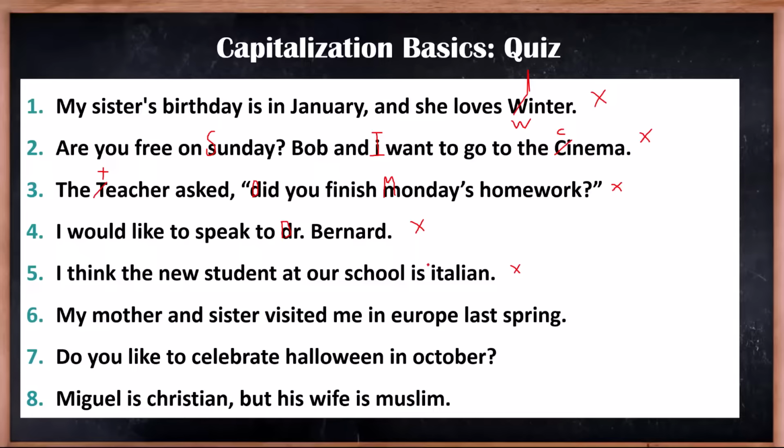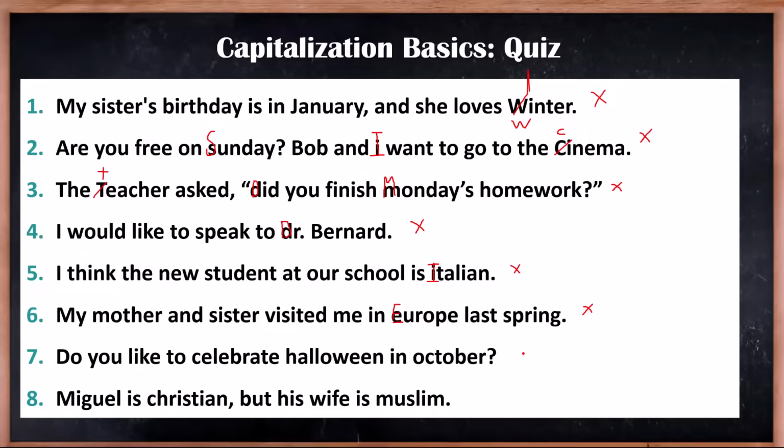Number 5, we have one error as well. Remember, we capitalize nationalities. So the new student is Italian, the I should be capitalized. Number 6, we have one error. We have to capitalize continents. So we capitalize the E in Europe. Spring is not capitalized because we don't capitalize seasons.